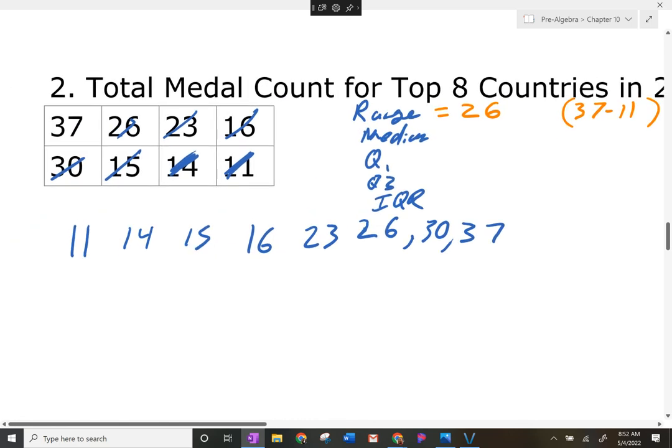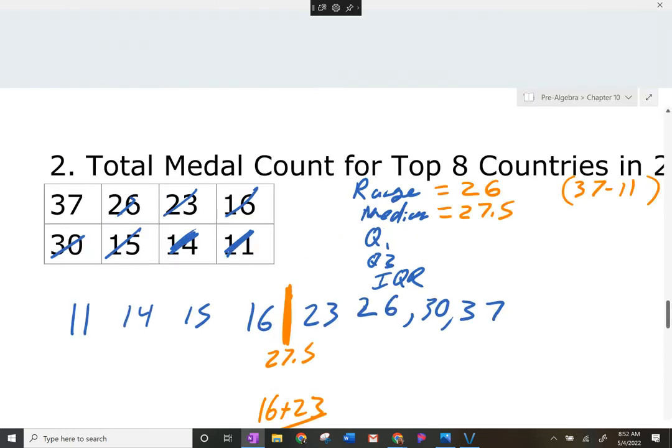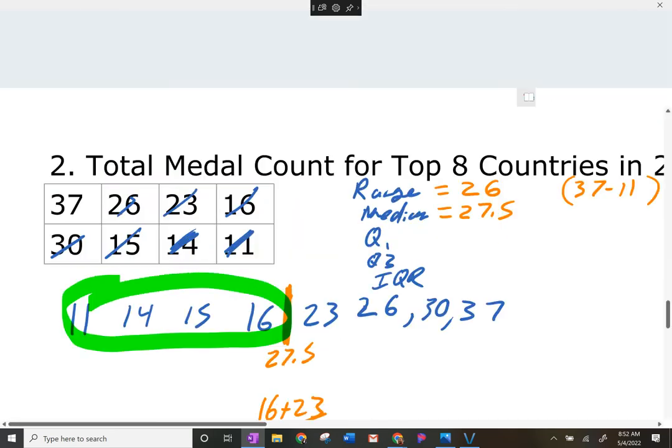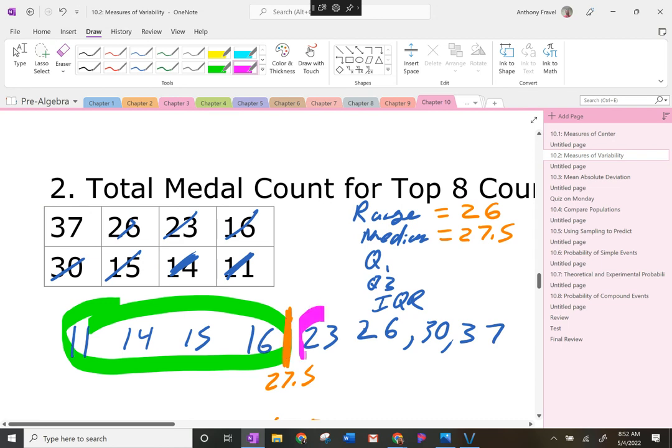My median. How can I figure that out? Okay, you found out 16 and 23 are right here in the middle. You did 16 plus 23 divided by 2. What'd you get? Super duper, 27.5. So my median is 27.5. Get my highlighter back out. Here's my lower half of data. Here is my upper half of data.